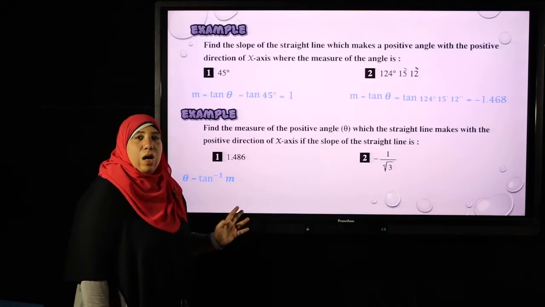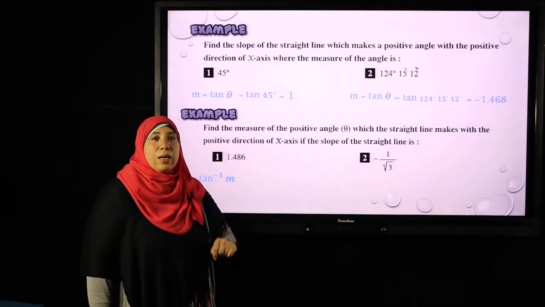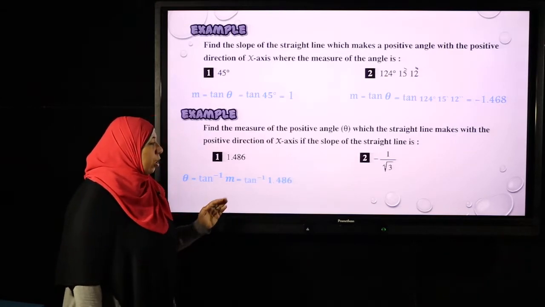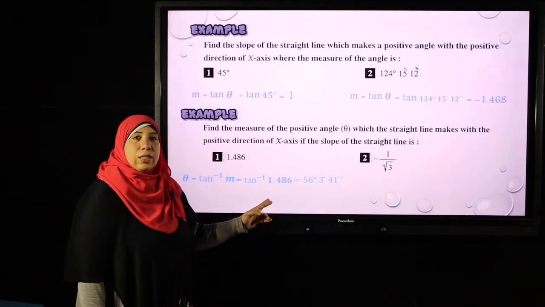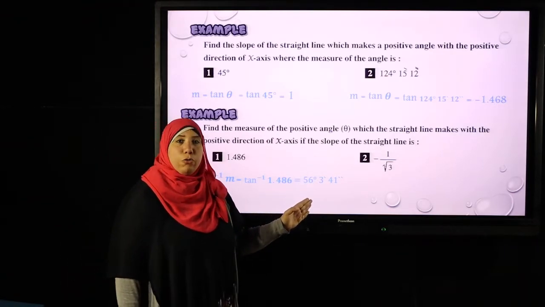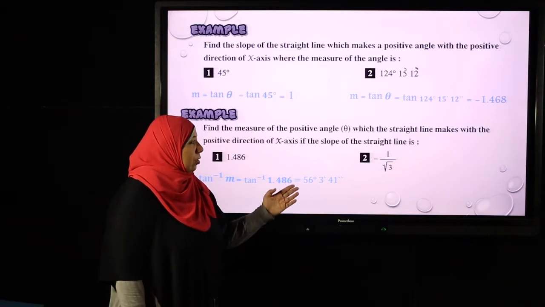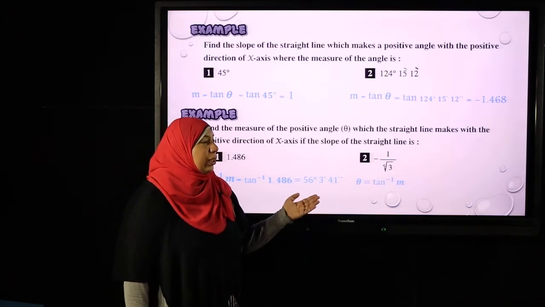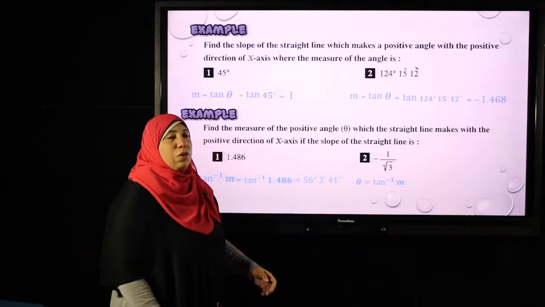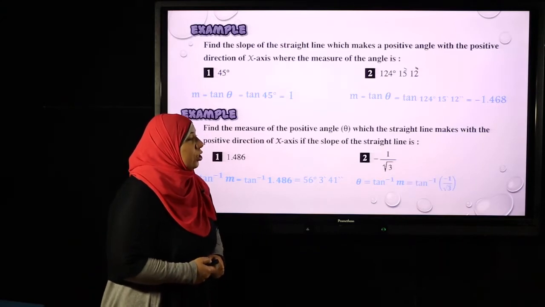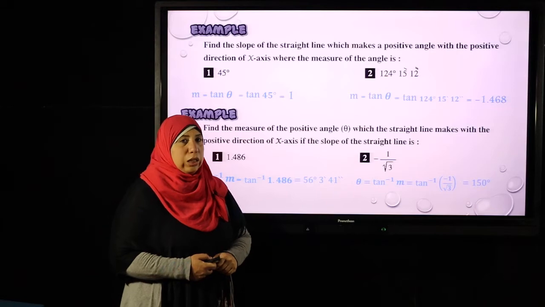So we use the other rule we took in trigonometry. To find the angle, we make shift tan the slope, equals shift tan 1.486. The angle will be written in its circular form, 56 degrees 3 minutes and 41 seconds. Another example, to calculate theta, the measure of the angle, we make shift tan the slope, equals shift tan negative 1 over 3, equals 150 degrees.